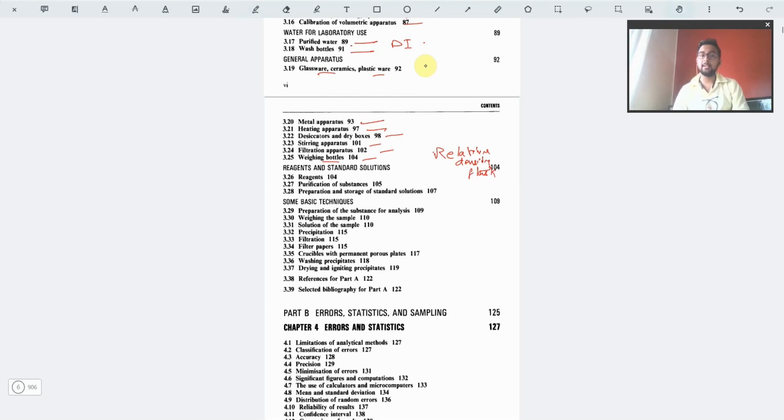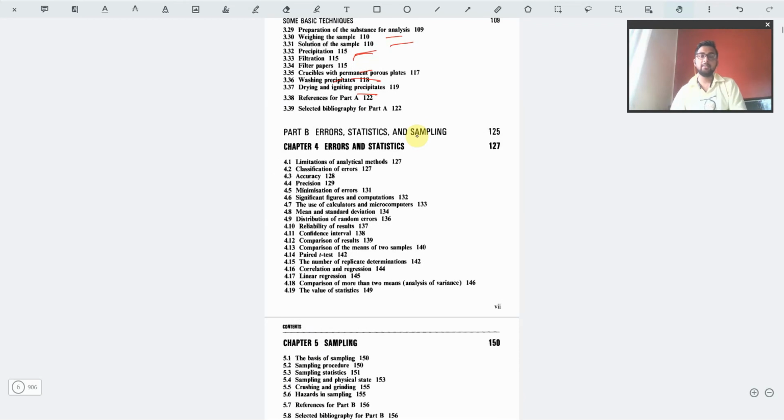Then we have reagents and standard solution. Now reagents for a specific reaction are fixed. There is no such change in the reagent. So reagents, purification of those substances, and some basic techniques involving weighing, solution of sample, precipitation, filtration, filter papers. Obviously crucibles with permanent porous plates. We use Gooch crucible for gravimetric purposes. Then we had drying and igniting precipitates.